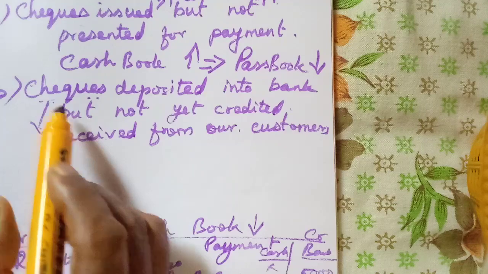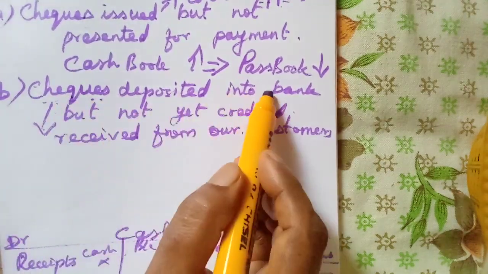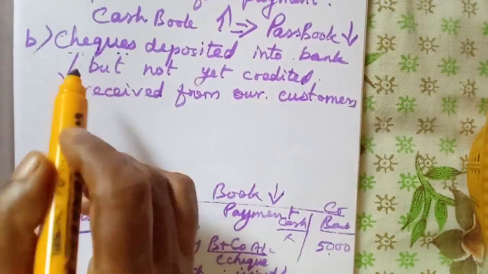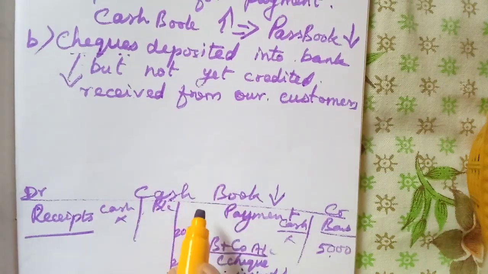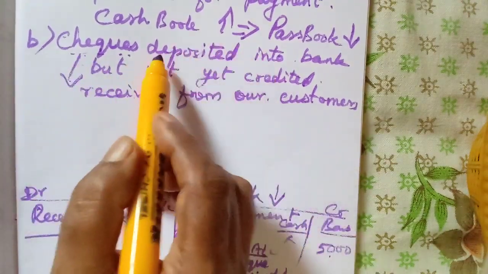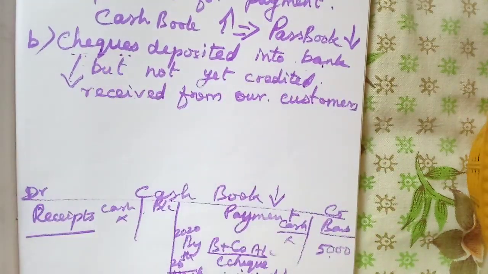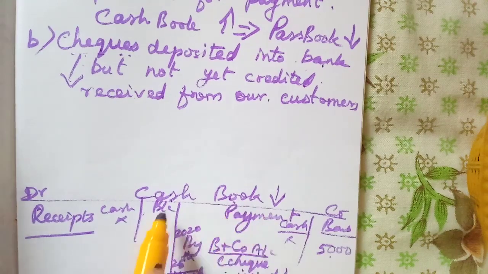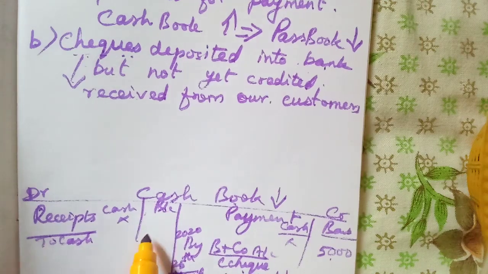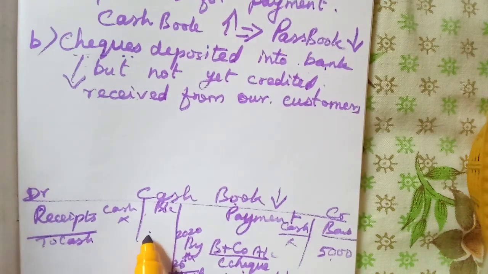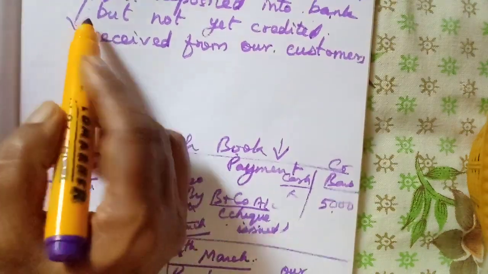Okay, so these checks we have in our hand. That check we have deposited into the bank. So from the business point of view, we will enter it in the cash book. When we deposit a check into the bank, what is the entry? Bank account debit to cash, isn't it? So bank debit to cash we will write. Here 5,000 we are entering, on the same date, only a time difference.